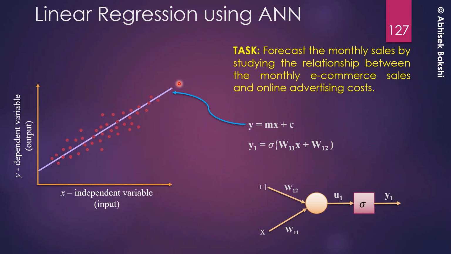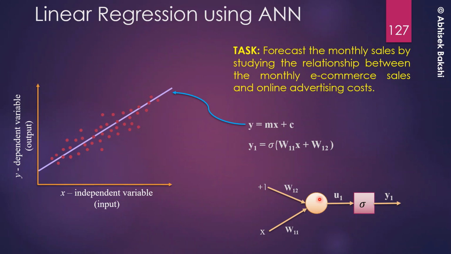But if I want to represent it in the form of an artificial neural network, then we can write it like this. You see, y1 equal to sigmoid of w11 x plus w12, where w11 represents the slope and w12 represents the intercept. Now if I want to represent a simple neural network model for this, I can draw a diagram like this, right?